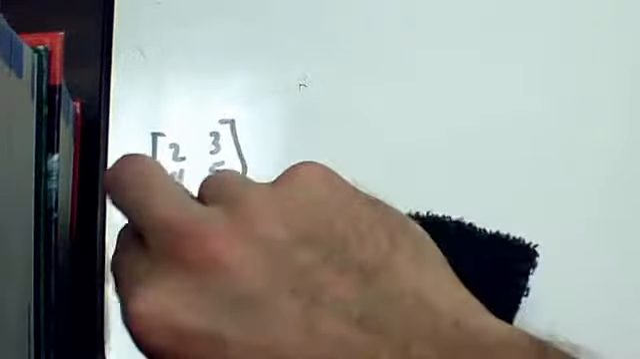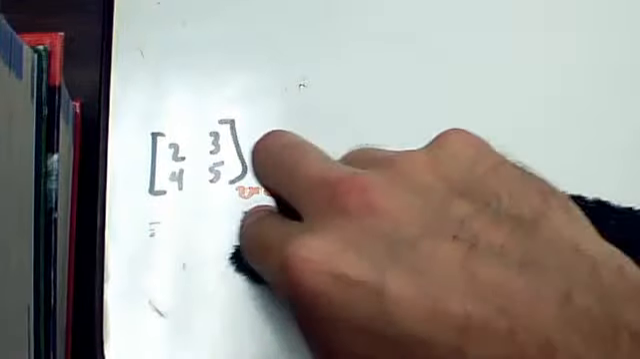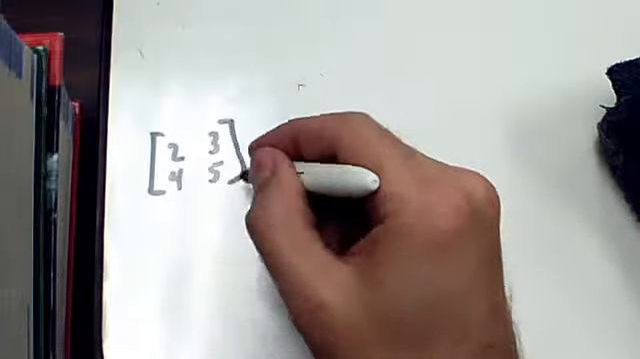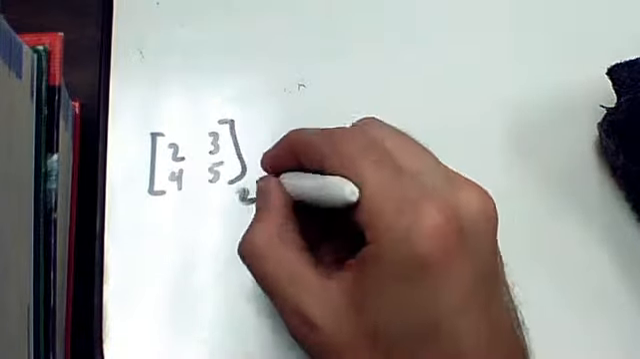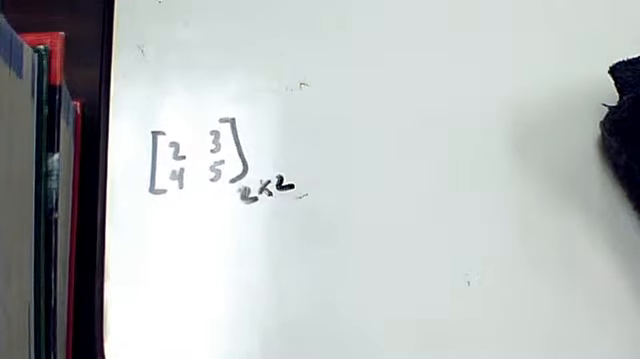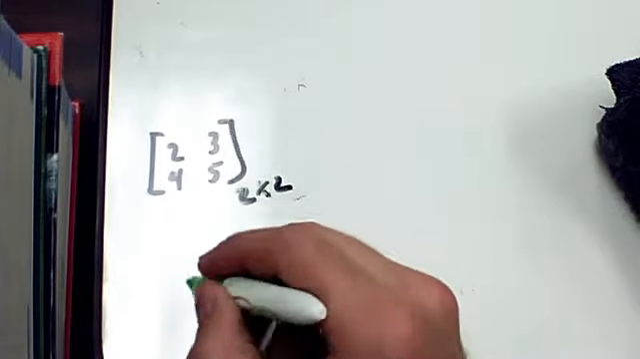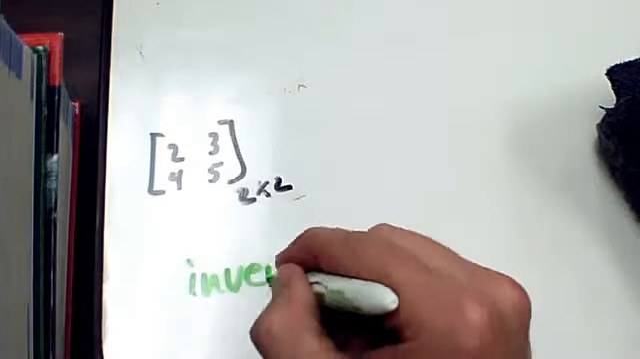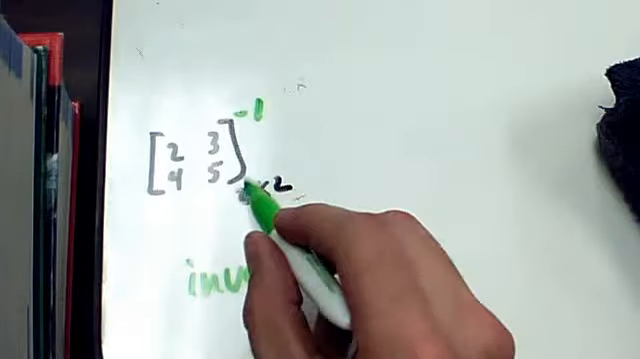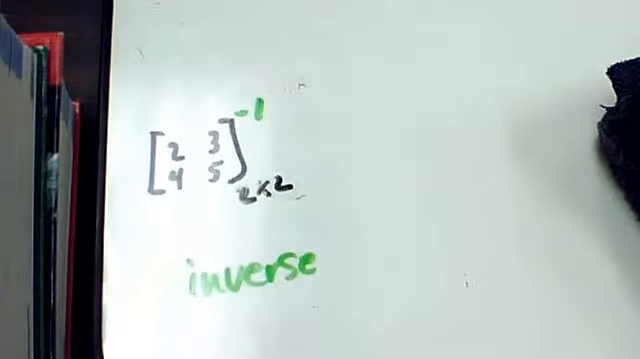Alright, so right now I want to focus on this middle matrix, so I'm going to get rid of the other 2. Essentially I want to try and find the inverse matrix. The inverse is represented as the matrix to the -1 power, and that's what the inverse is.